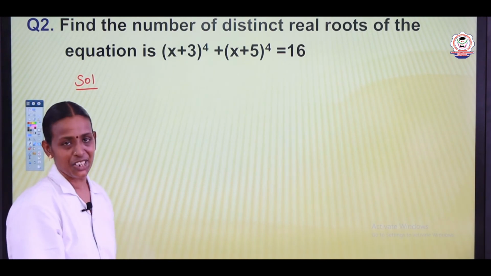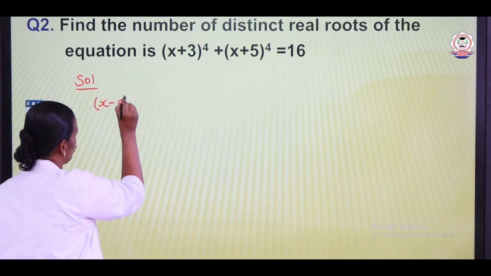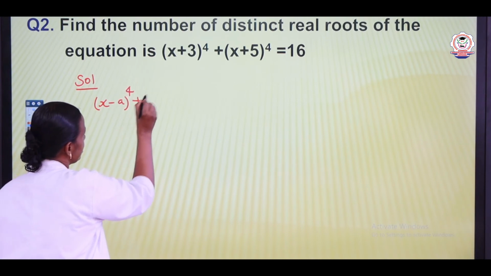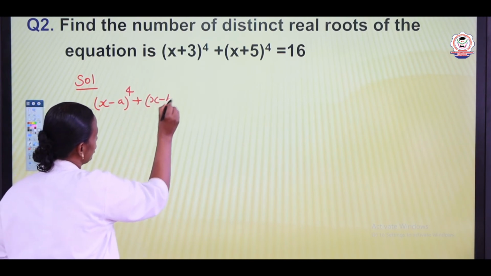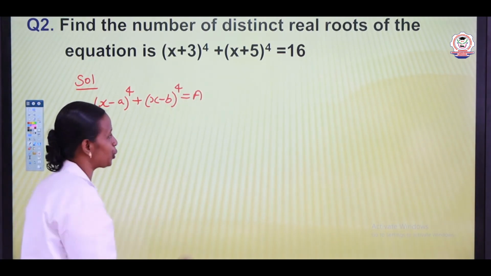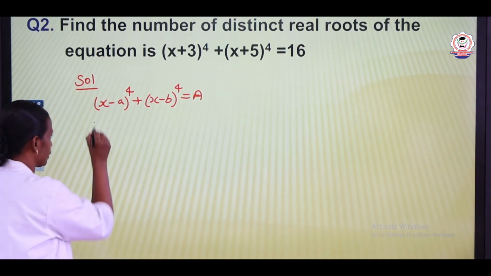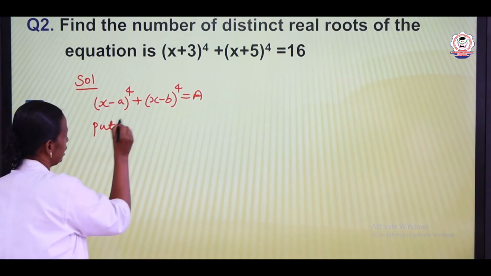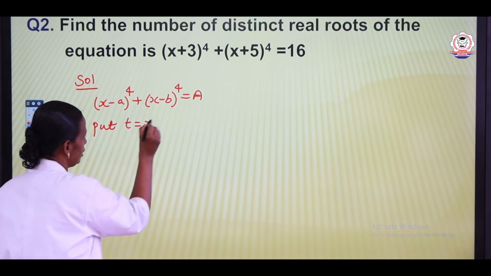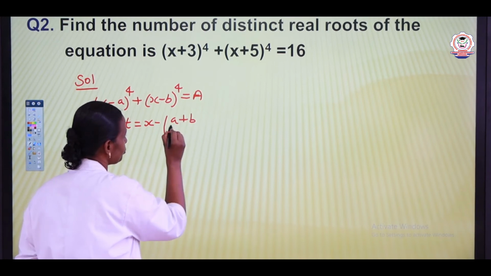The given equation is of the form x minus a to the power 4 plus x minus b the whole to the power of 4 equal to a constant, so we have to use the substitution. What is the substitution? Put t equal to x minus of a plus b by 2.